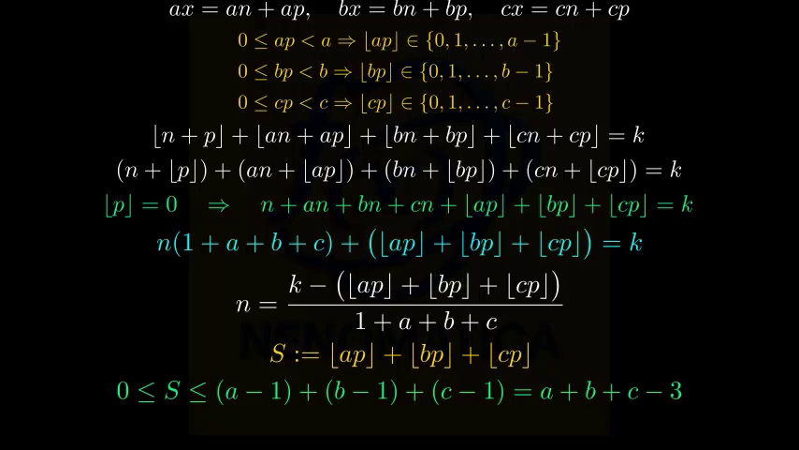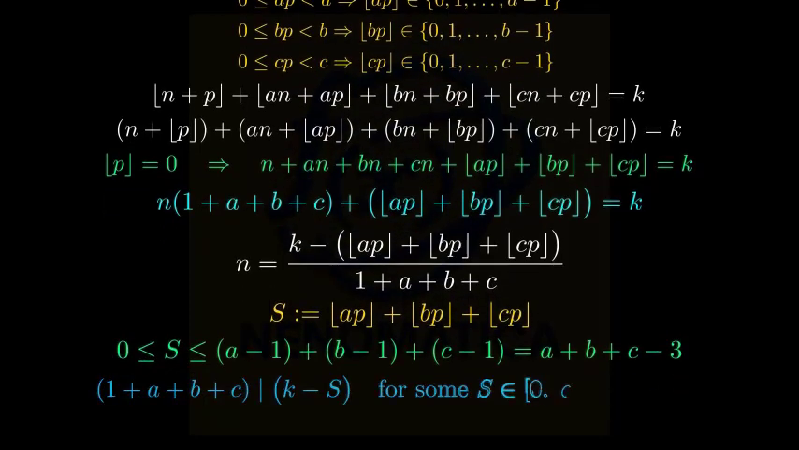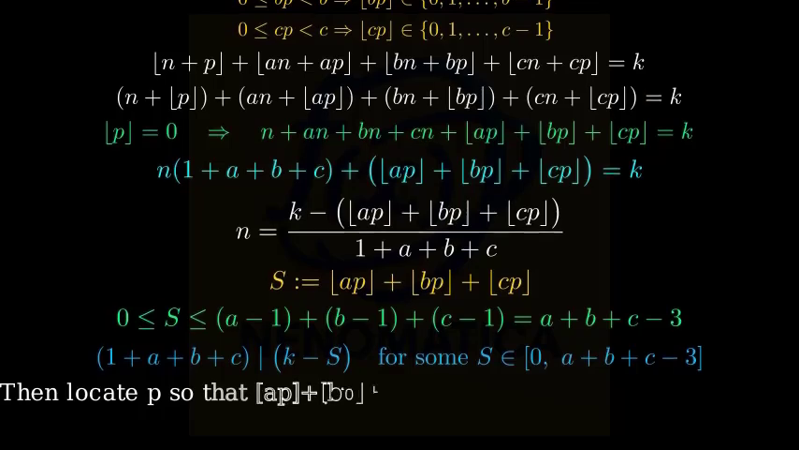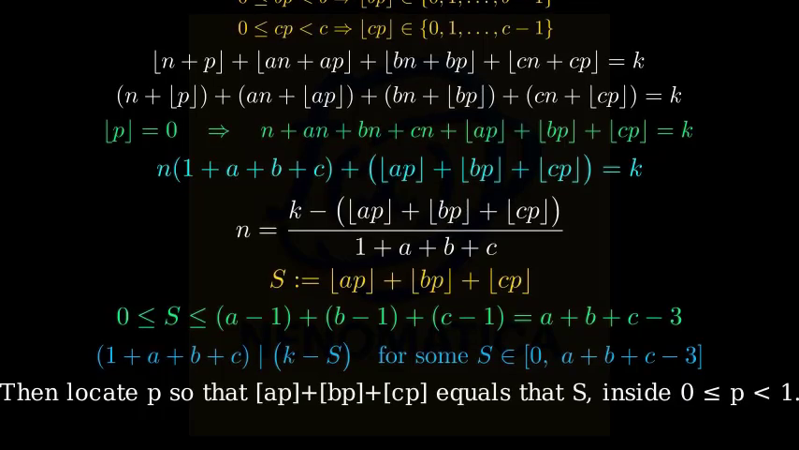Step 5. For n to be an integer, the denominator 1 plus a plus b plus c must divide the numerator. That is, 1 plus a plus b plus c divides k minus S for some S in the valid range. After you find a valid n, you then determine which p values make the chosen S equal to floor of ap plus floor of bp plus floor of cp. Let's see a clean example to make this concrete.